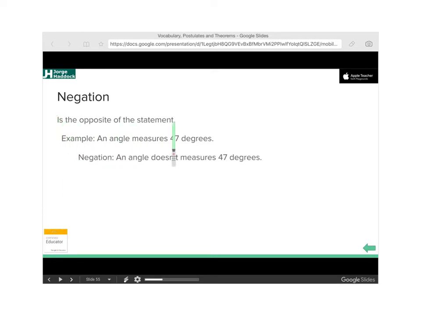The negation is the opposite of the statement. An angle measures 47 degrees. An angle doesn't measure 47 degrees. It can also go the other way around. I can say that a shape is not a square, so my negation is going to be the shape is a square.